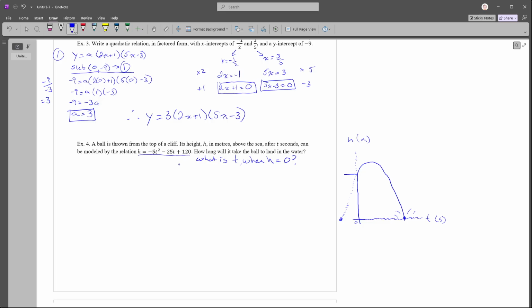Our job is to find the x-intercepts. Well, we just learned how to do that. We're going to factor this thing, and then we're going to set each term equal to 0 to figure out what the value of t is. All right, so let's start off with our whole equation.